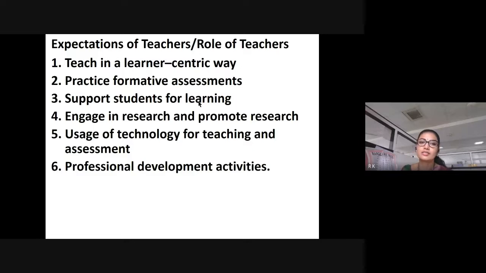Let's focus on these six expectations put forth by NEP 2020, which very clearly define the role of the teachers. The first one is that we have to teach in a learner-centric way, focusing more on the students and helping them relate to the content by including anecdotes, case examples, and real life incidents. You all might be thinking, so many things, so many roles. Do we have so many hands to bring all that to the class?